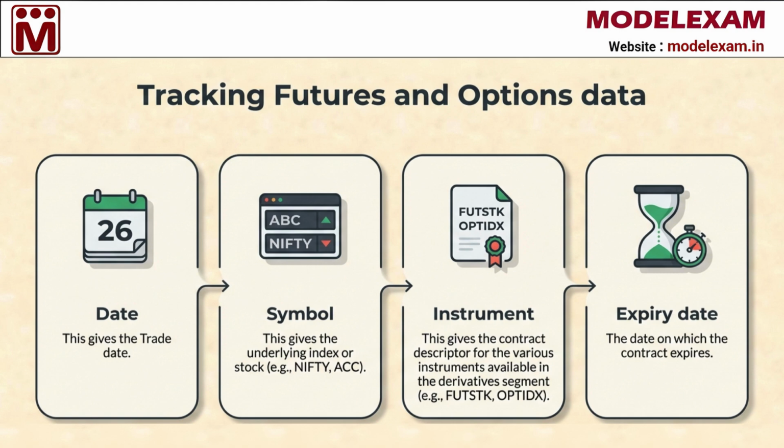Then there is the symbol, which is a short name for the underlying index or stock, such as Nifty or ACC. We also see the instrument type, which acts as a descriptor for the different contracts available, like futures for stocks or options for an index. Finally, the expiry date is the specific day when the contract will officially end.